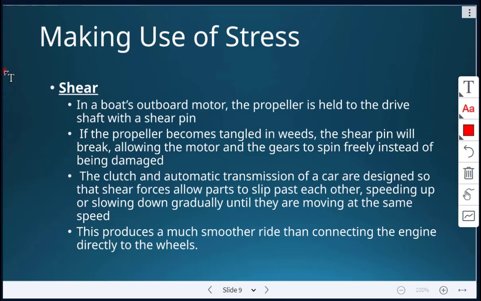For shear, making use of stress: in a boat's outboard motor, the propeller is held to the drive shaft with a shear pin. If that propeller becomes tangled in weeds, the shear pin is designed to break, therefore allowing the motor and the gears to spin freely instead of getting damaged. In a car, the clutch and automatic transmission are designed so that shear forces will allow forces to slip past each other, so speeding up or slowing down gradually until they're moving at the same speed. That will produce a smoother ride than connecting the engine directly to the wheels.